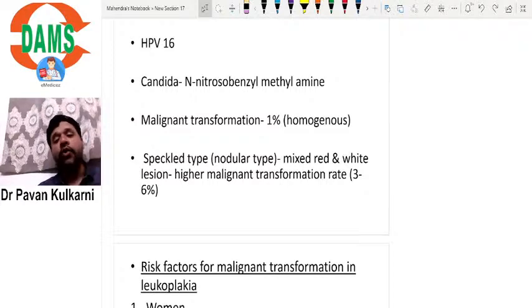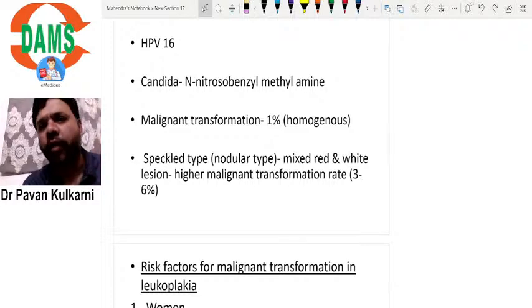Whereas in speckled leukoplakia, the non-homogeneous type we were discussing, there will be a red component as well as a white component. So speckled leukoplakia has a higher rate of malignant transformation, around 3 to 6%.